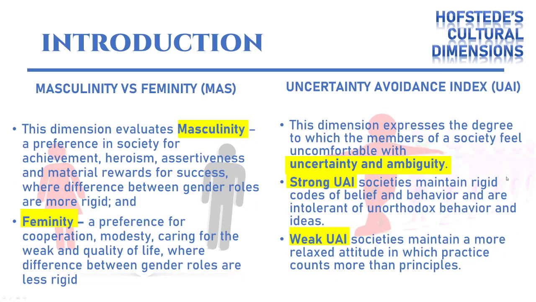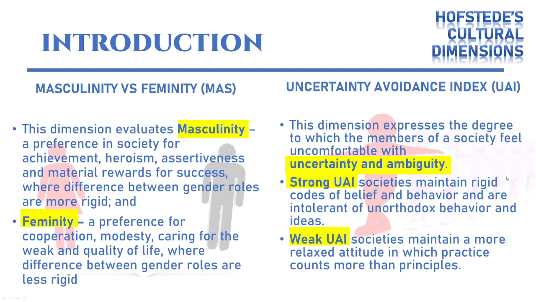Third dimension is masculinity versus femininity, MAS. This dimension evaluates masculinity, a preference in society for achievement, heroism, assertiveness, and material rewards for success, where differences between gender roles are more rigid. And femininity, a preference for cooperation, modesty, caring for the weak, and quality of life, where differences between gender roles are less rigid.